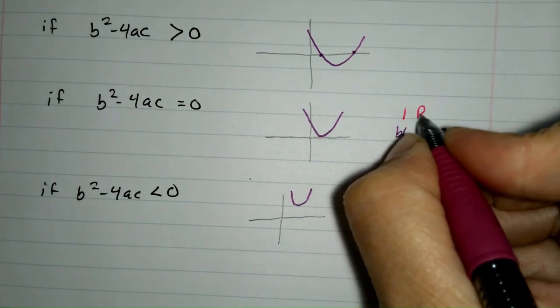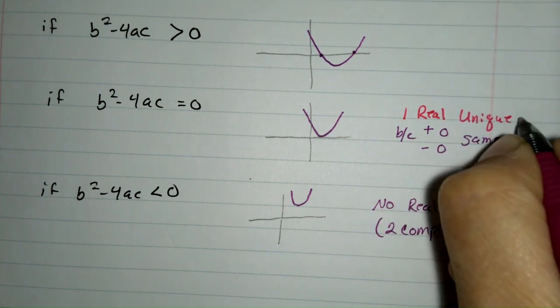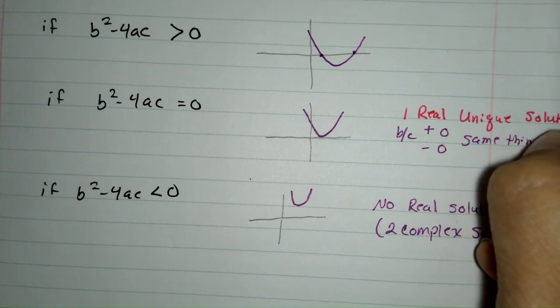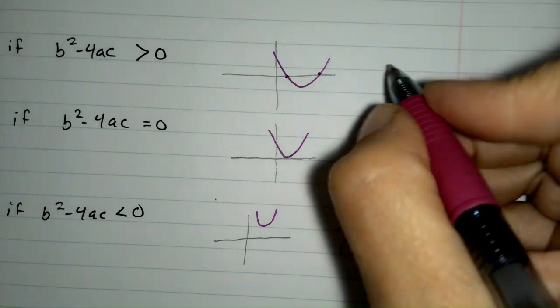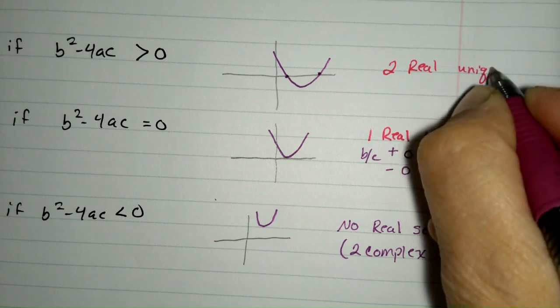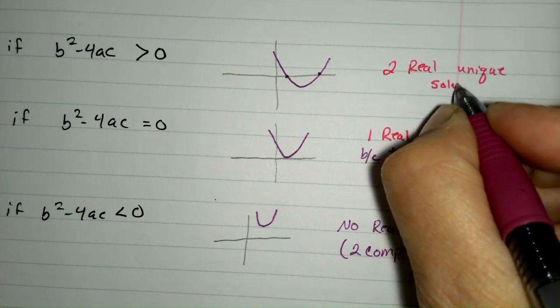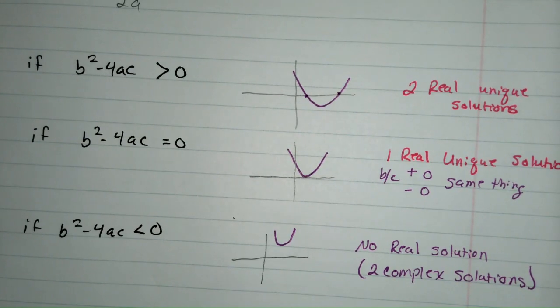There's one real, unique solution. It's just a double solution. You use it twice. Technically, there's two solutions, but they're the same thing, so it's redundant. Okay? And then here, there's two real unique solutions. Emphasis on the word unique. They all have two solutions. It's just, are they unique or real or not real?